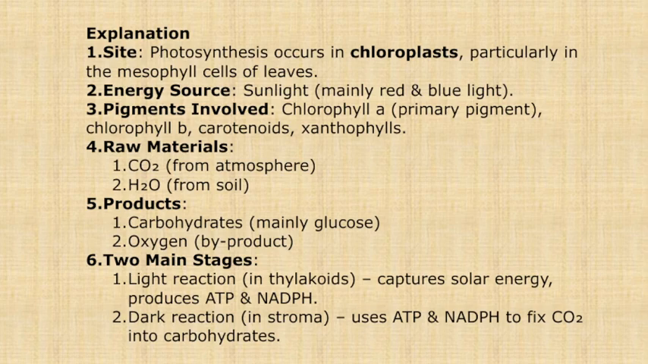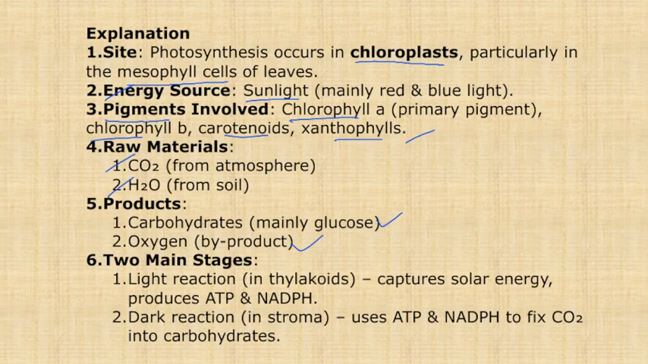So overall the photosynthesis is taking place inside the chloroplasts, which are mainly present inside the mesophyll cells of leaves. The energy source for this reaction is sunlight, and the pigments that absorb the sunlight are chlorophyll A, chlorophyll B, carotenoids, xanthophylls. These are the important pigment systems involved in the fixation of the sunlight. Raw materials are carbon dioxide and water, and the products of photosynthesis are mainly carbohydrate and oxygen.